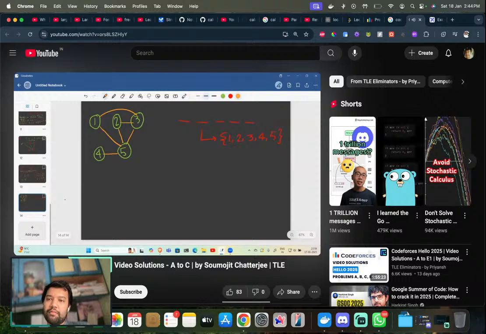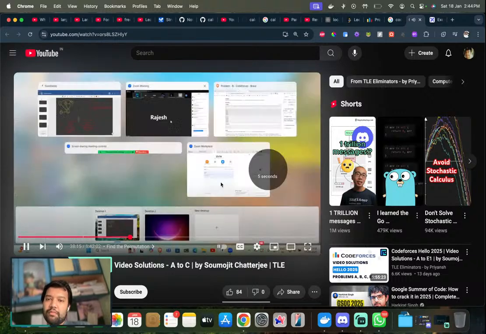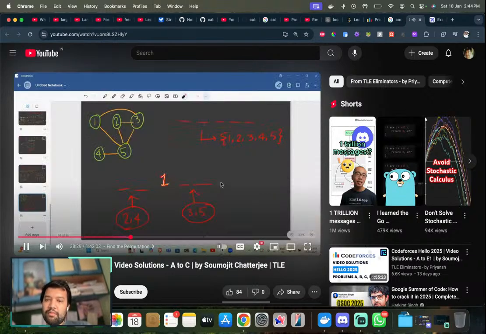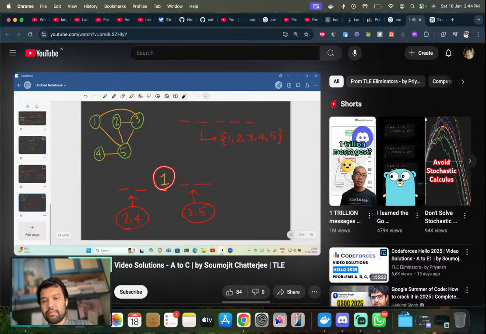For example, just looking at this graph, I can understand that 1 should be somewhere midway there. Having 1 in the array is interesting because it helps us bifurcate the array into 2 portions. Since I get the position of 1, I know that 2 and 4 have to lie somewhere here, and 3 and 5 have to lie somewhere here.